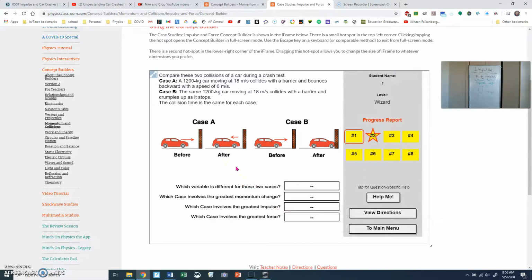Different cases of momentum change between case A, one car going 18. Oh, they're both going at 18 meters per second. One bounces backwards with a speed of 6 meters per second. The other one crumples and stops. So what differs? Their speed's the same, mass is the same, but I have a recoil speed, so that's a little interesting. Their initial speed and their final speed is quite different. Okay, so that's why that's the Wizard section.